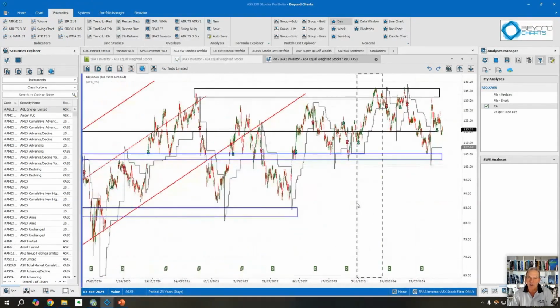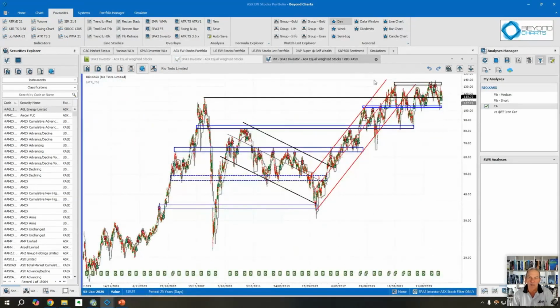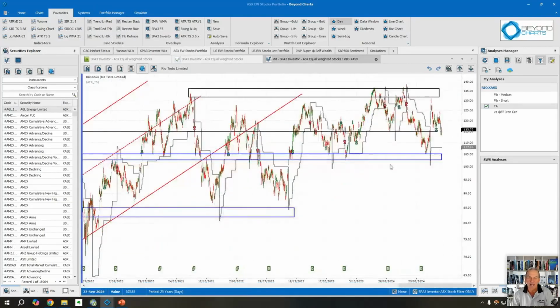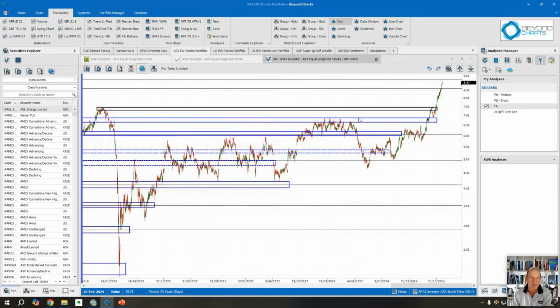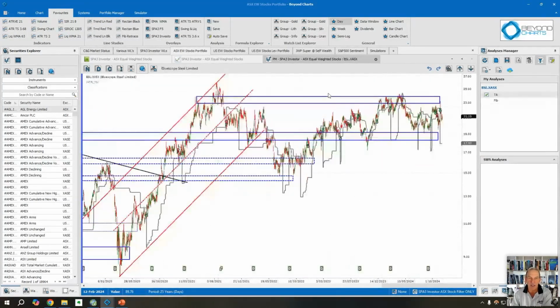This one hasn't yet. What is this? This is Rio. Hasn't got to a new all-time high, but the longer these ranges go on for, 2.5, 3.5 years, the higher the likelihood that they're going to break out the top. Here's one that has broken out the top.